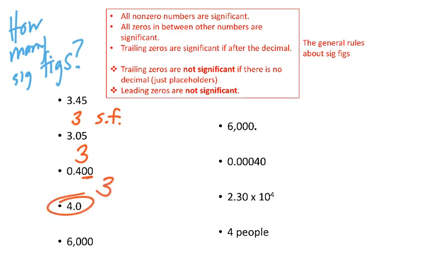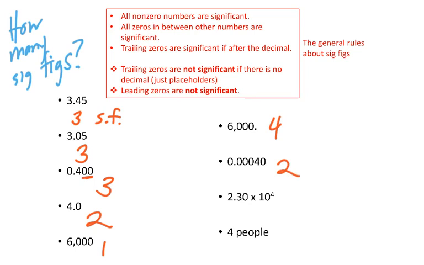Same argument in the next one, 4.0. The 0 here matters, so that has 2. 6,000 has just 1, right? The zeros here, we don't know if this is to the nearest thousand or 1. We don't even know. If you wanted to show they're significant, you'd add a dot. Next, 0.00040. These first zeros are just placeholders, so it has 2 sig figs.